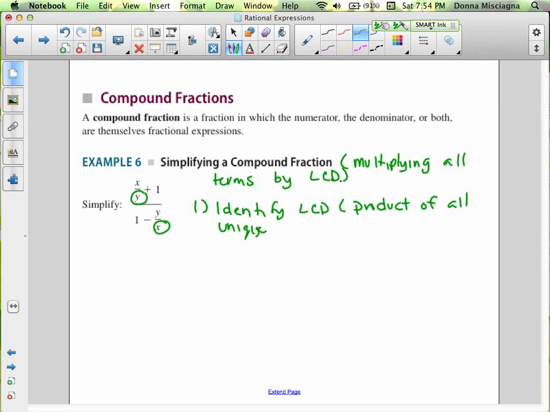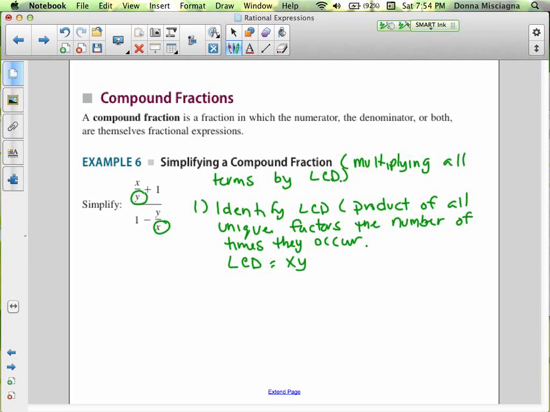The number of times they occur. So in this case, the LCD is x times y. We have one x, we have one y. They all occur once. All right, so now we're going to multiply by the LCD.